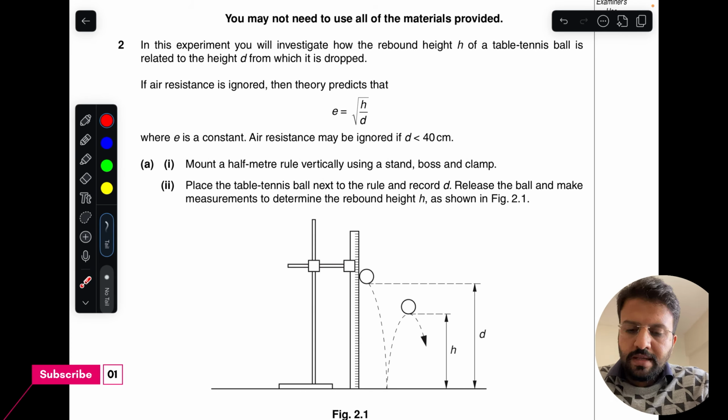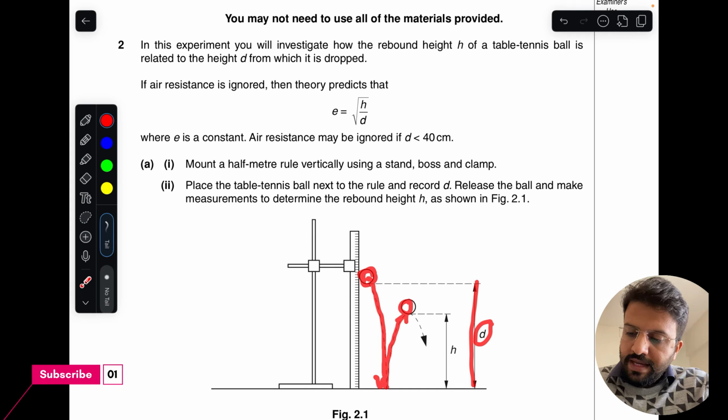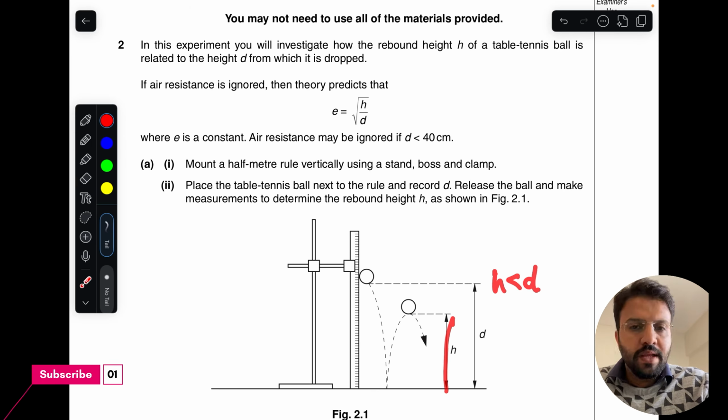What they are asking us in this experiment is to investigate how the rebound height h of a table tennis ball is related to the height d from which it is dropped. So there are two heights. One is the height d, the height from where you're dropping the ball. It is going to hit the ground and rebound, and it will again come to some height h, but h will be less than d.